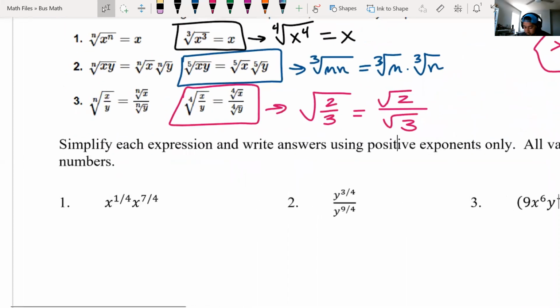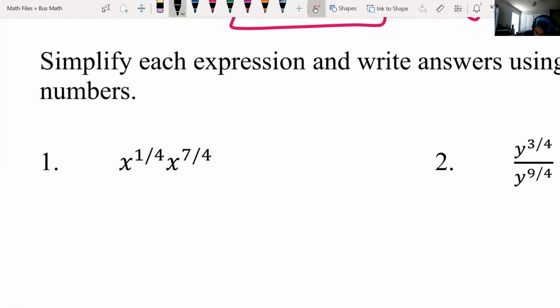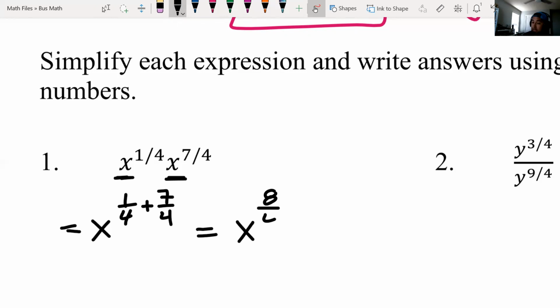All right. So number 1, x to the 1/4 times x to the 7/4. So now we're using all the properties we learned today. These bases are the same, so that means we're going to add these exponents. So you're going to get x to the 1/4 plus 7/4. Since these fractions have the same denominator, that gives you x to the 8/4. And 8 over 4 reduces to 2. That was nice.